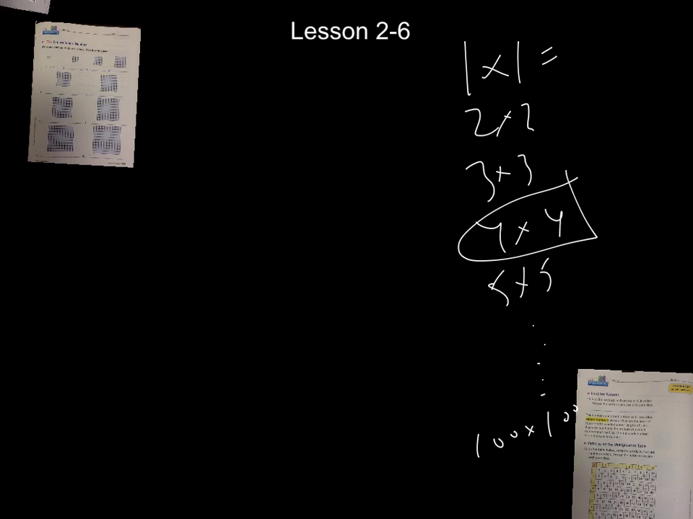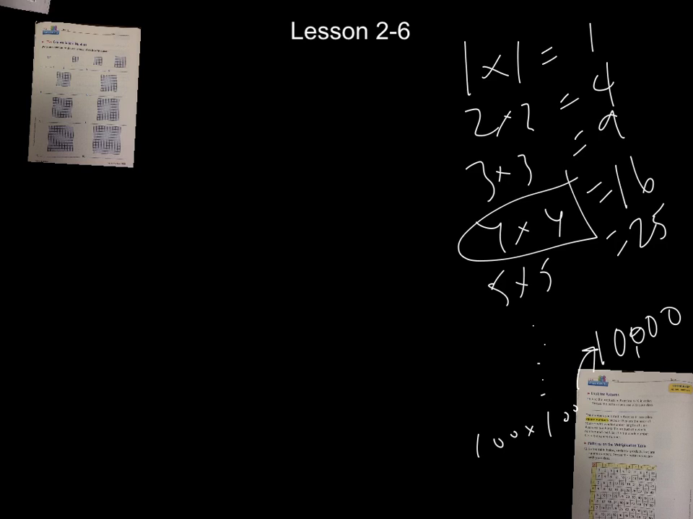Okay? So 1 times 1 is 1. 2 times 2 is 4. 3 times 3 is 9. 16, 25, so on. And here you get 100 times 100, you get 10,000 for that one. These are all square numbers because the factors are the same.